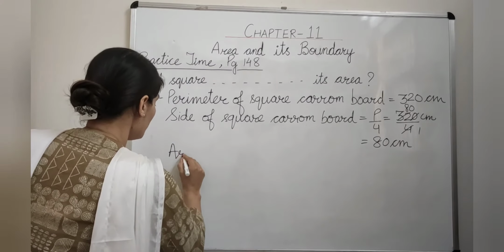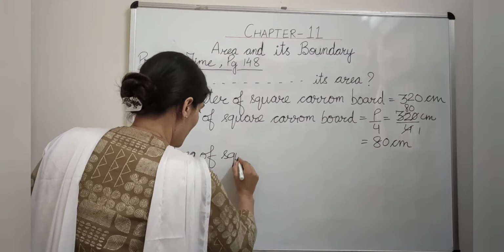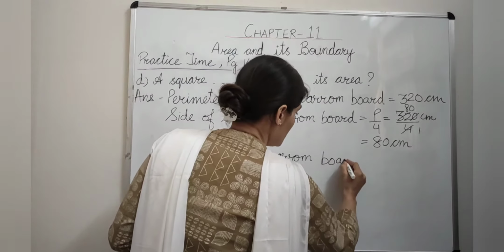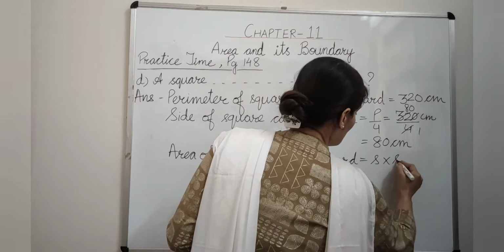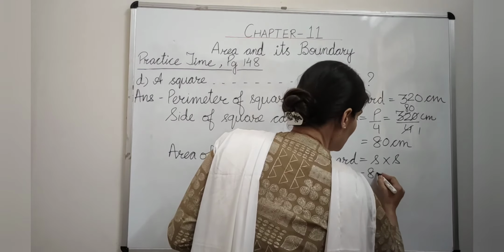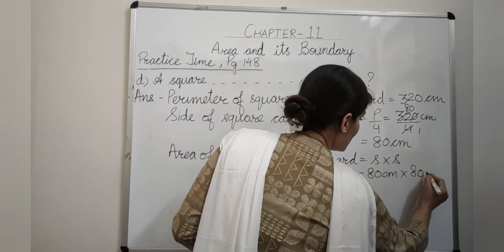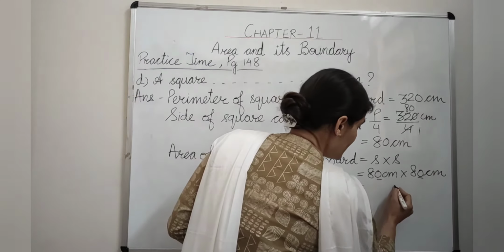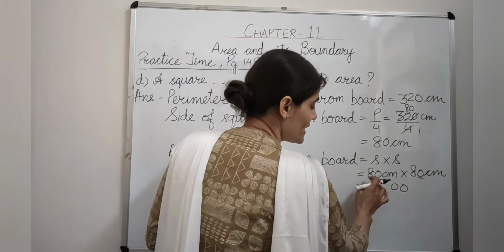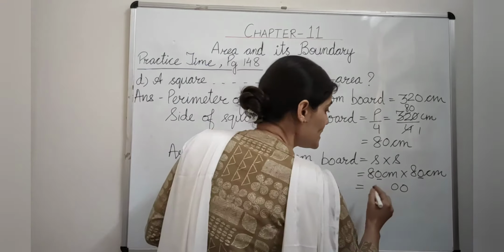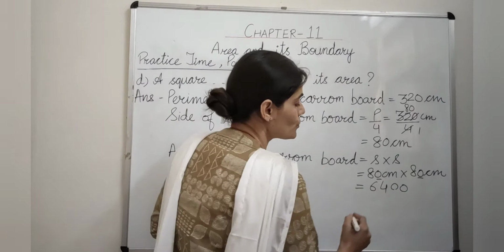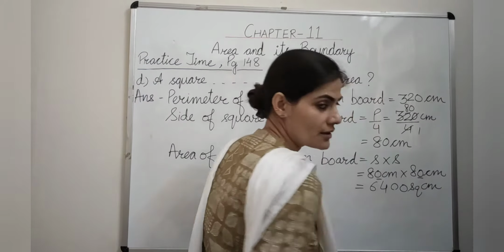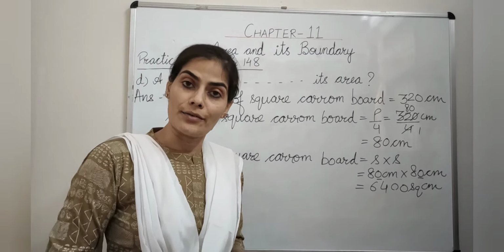So, area of square carom board is equal to S into S. Let's put the values in the formula. 80 centimeter into 80 centimeter. Now look, everybody, we'll remove these zeros and directly write them in the product first, so that we are left with 8 into 8. 8 eights are 64. So our answer is 6400 square centimeter is the area of this square carom board.